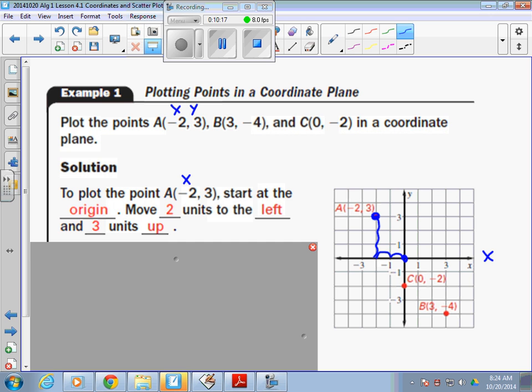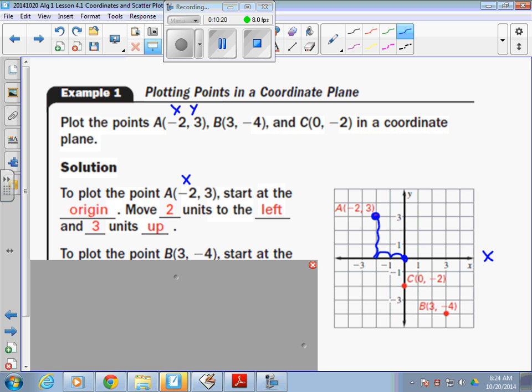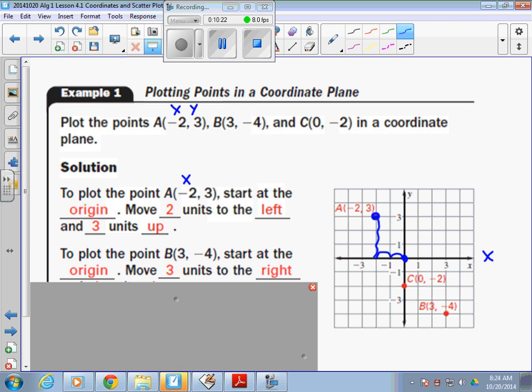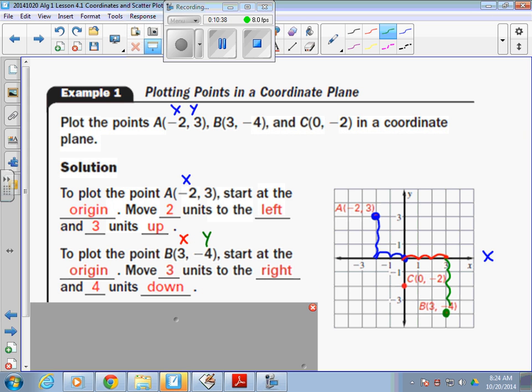Do the same thing with point B. Its x value is 3. So you're going to move 3 units to the right. So 1, 2, 3. And it says negative 4 for its y value. So you're going to go down 1, 2, 3, 4. There is point B right there, (3, -4). And again, I know all of these are already plotted for you. Pay attention to how they got those plots, though. That's what's important.